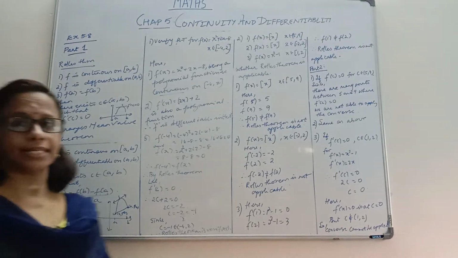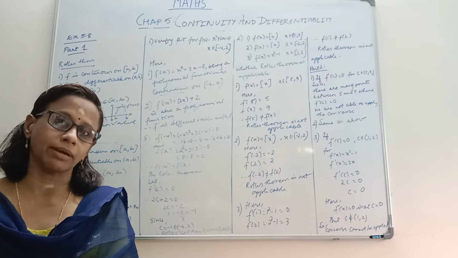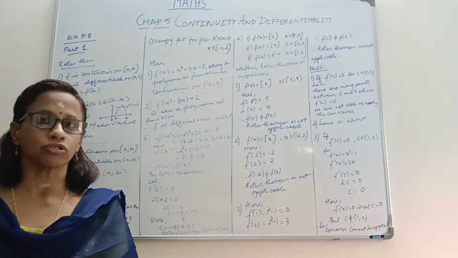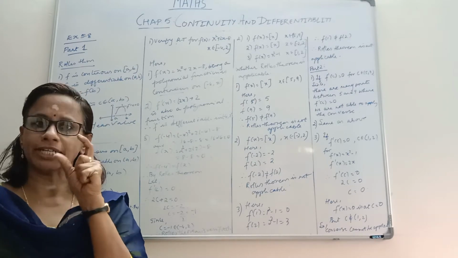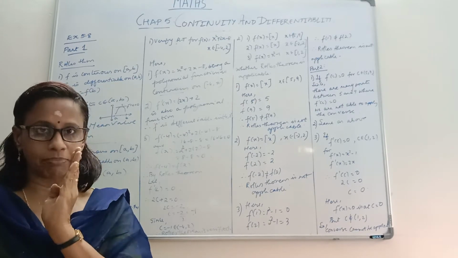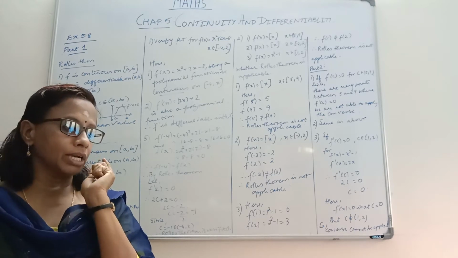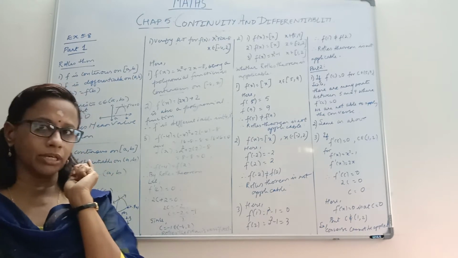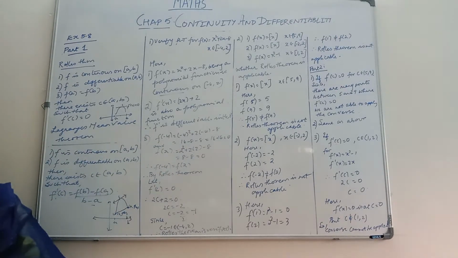Now in this exercise 5.8, we are going to see two concepts, that of Rolle's theorem and Lagrange's mean value theorem. It's also called the mean value theorem. Now what are these theorems? There are some conditions. When those conditions are applicable, you are able to apply the theorem. We are going to see those conditions and how we can apply it to the problems.